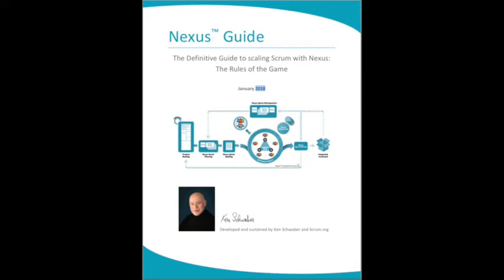Ken Schwaber and Scrum.org developed Nexus. The Nexus Guide is written and provided by them. Definition of Nexus. Nexus, noun, a relationship or connection between people or things. Nexus is a framework consisting of roles, events, artifacts, and rules that bind them and weave together the work of approximately 3 to 9 Scrum teams working on a single product backlog to build an integrated increment that meets a goal.